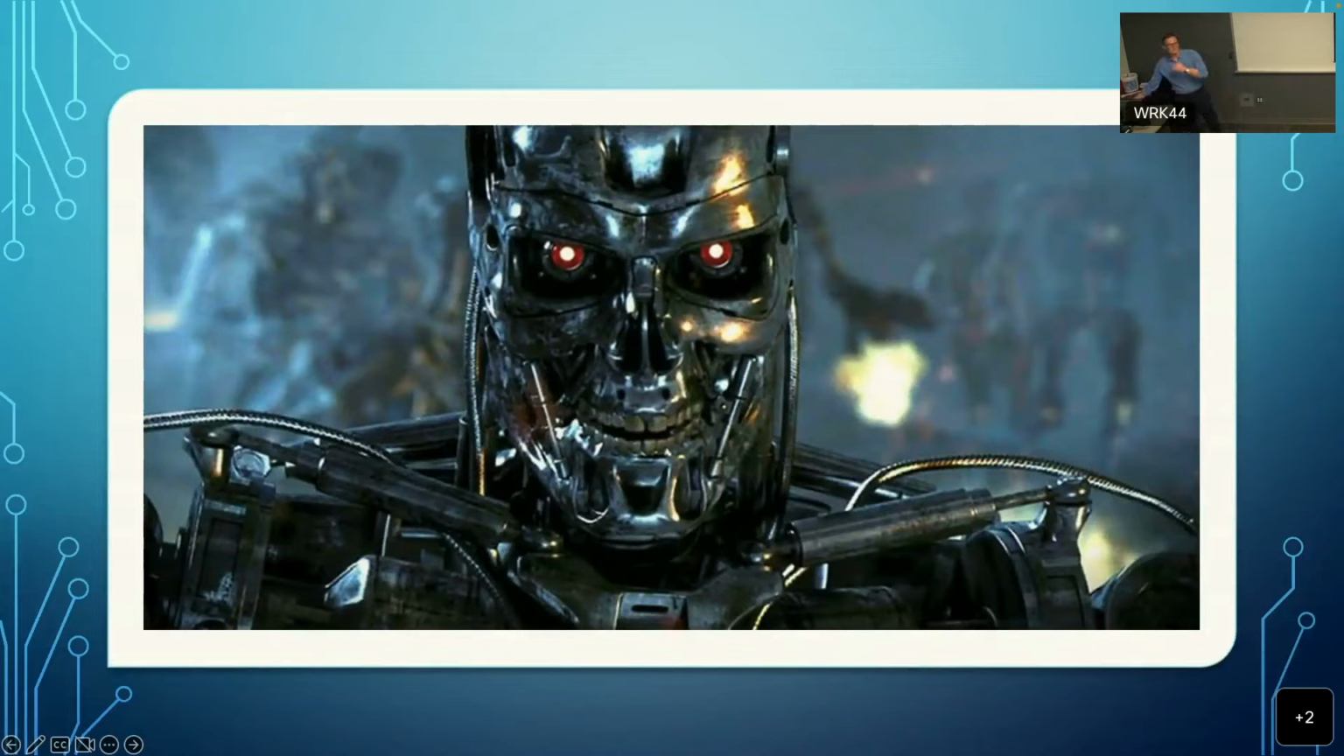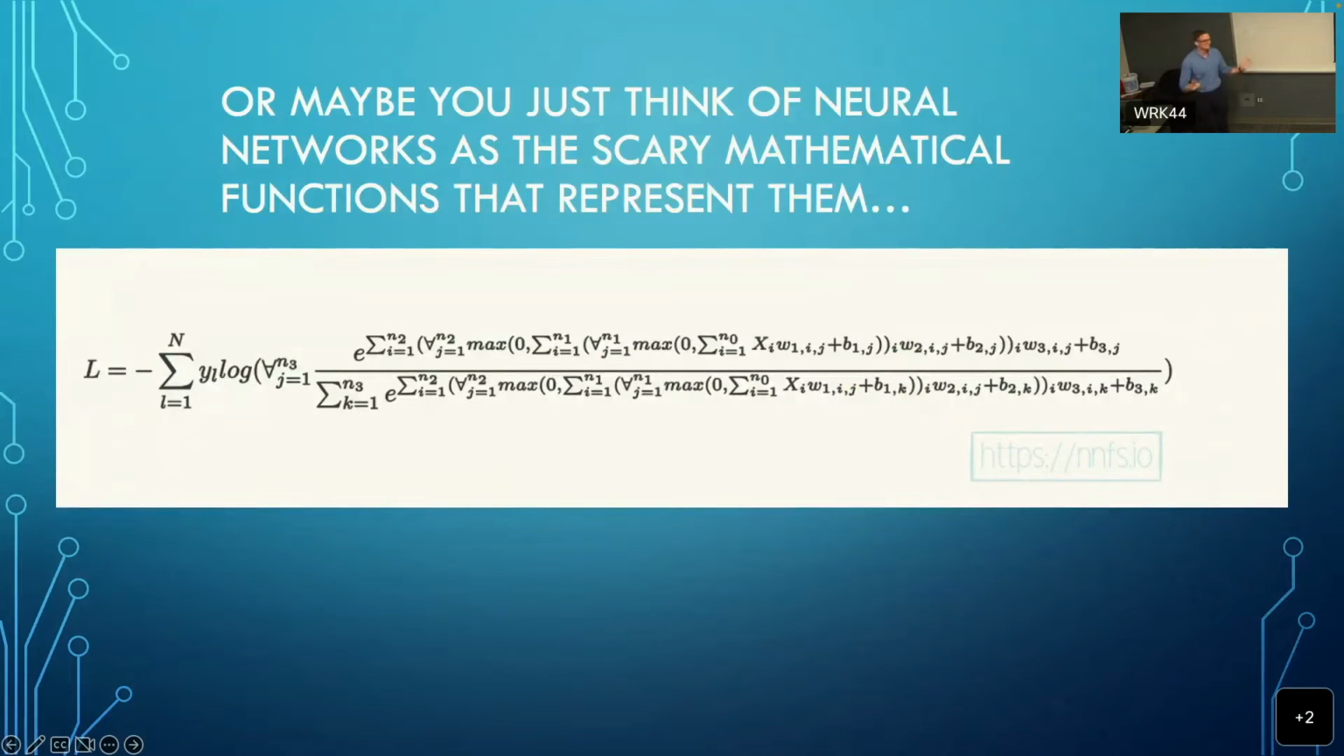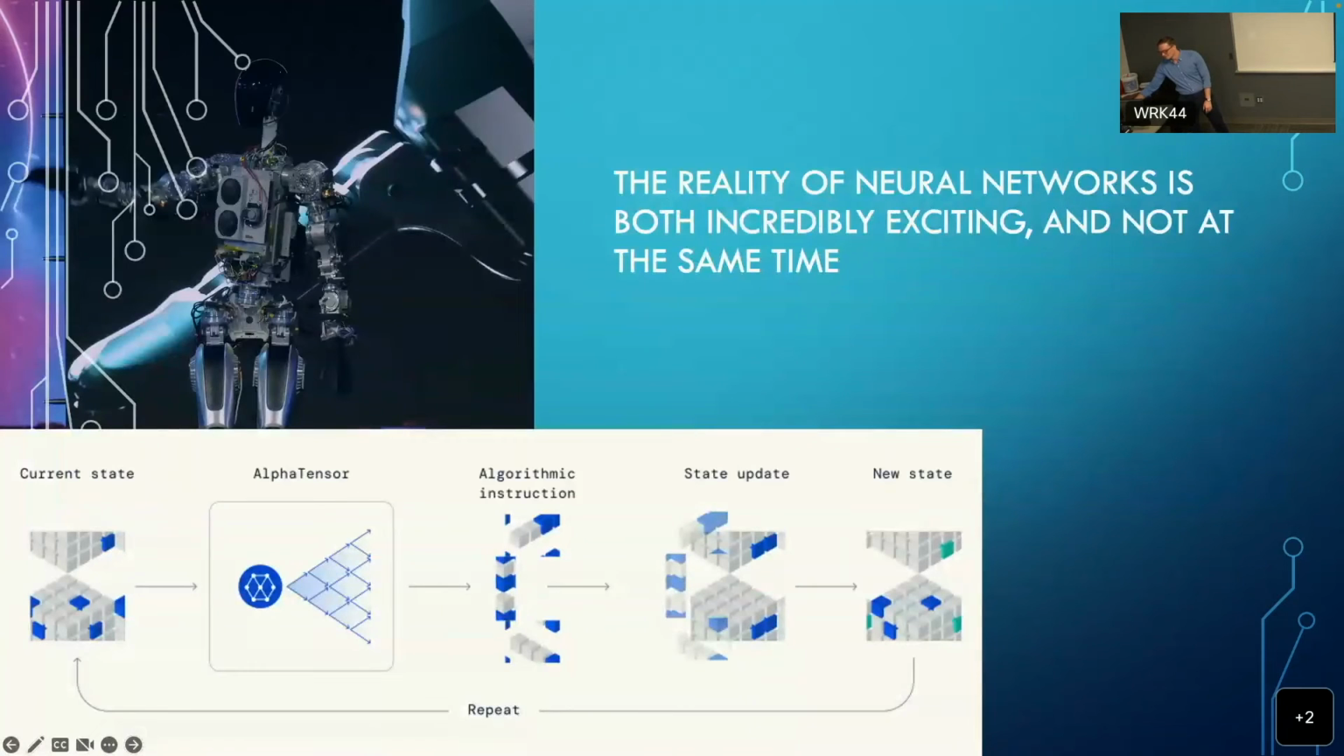And better yet, if you tell a mathematician, they might say, oh, it's something like this, which is true, but don't let that scare you because it's not that bad. So the reality of neural networks is both incredibly exciting and also kind of not at the same time. Does anybody know what that robot is or where it came from?